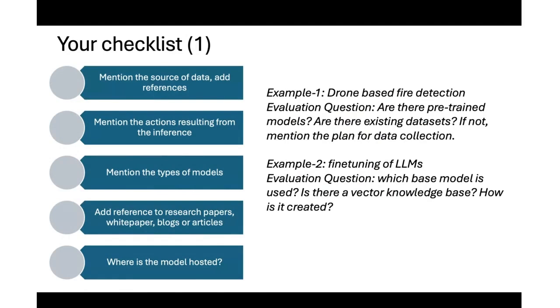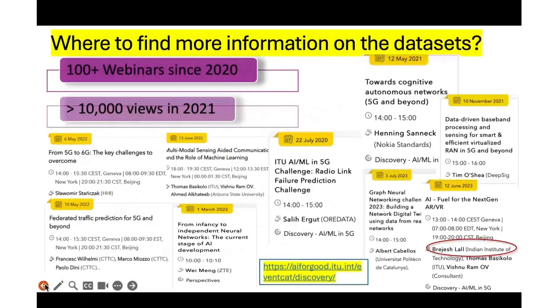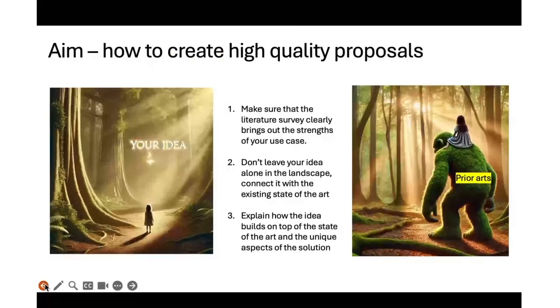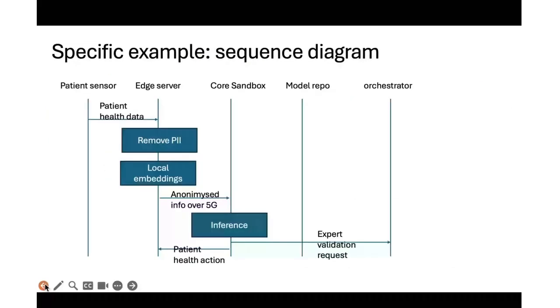Here is a checklist one can look at. Firstly, whether you are mentioning the source of data, whether you have added the references for your data, and secondly, whether you have mentioned the actions resulting from the inference. That means for each of the pipelines which we discussed in the first meeting. So you may remember this pipeline, right?